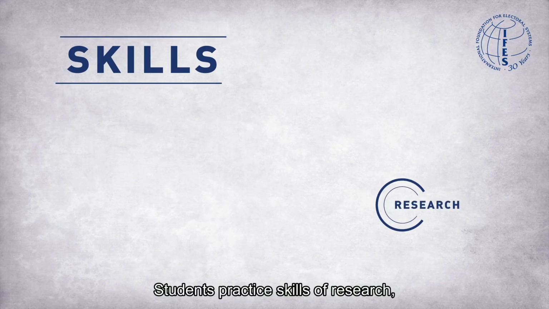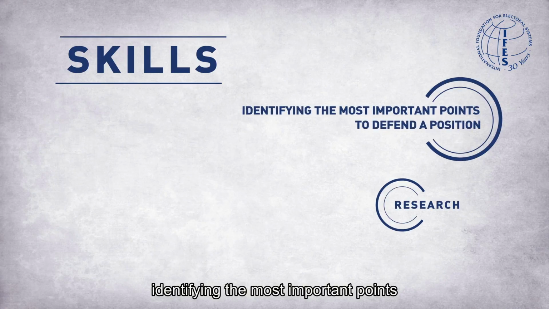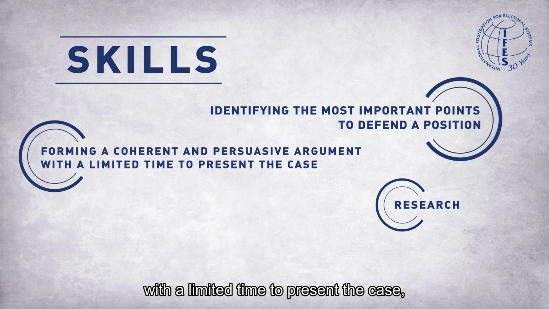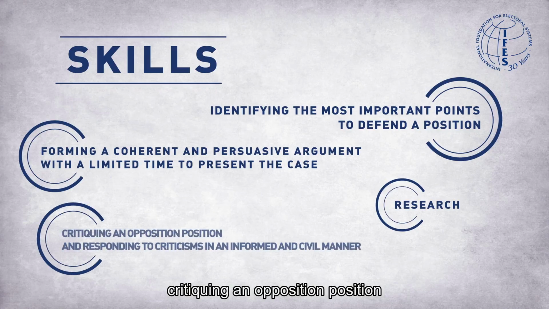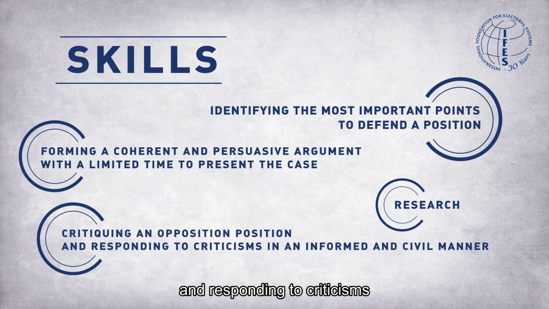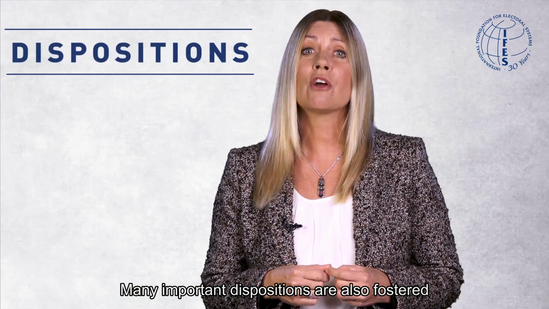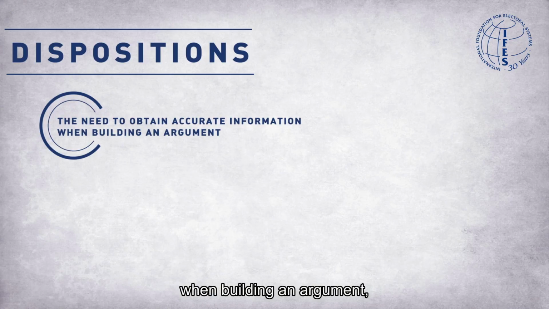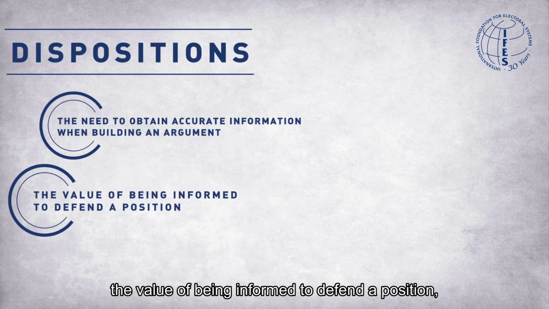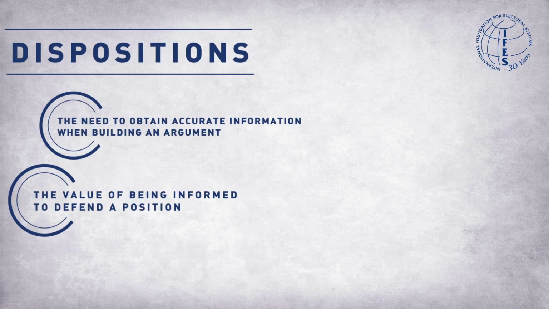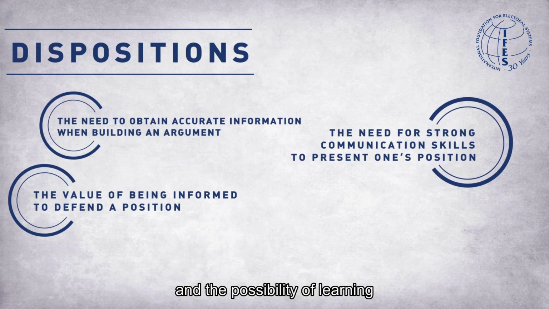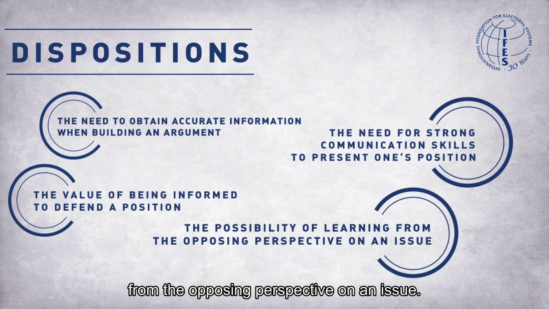Students practice skills of research, identifying the most important points to defend a position, forming a coherent and persuasive argument with a limited time to present the case, critiquing an opposition position, and responding to criticisms in an informed and civil manner. Many important dispositions are also fostered as students appreciate the need to obtain accurate information when building an argument, the value of being informed to defend a position, the need for strong communication skills to present one's position, and the possibility of learning from the opposing perspective on an issue.